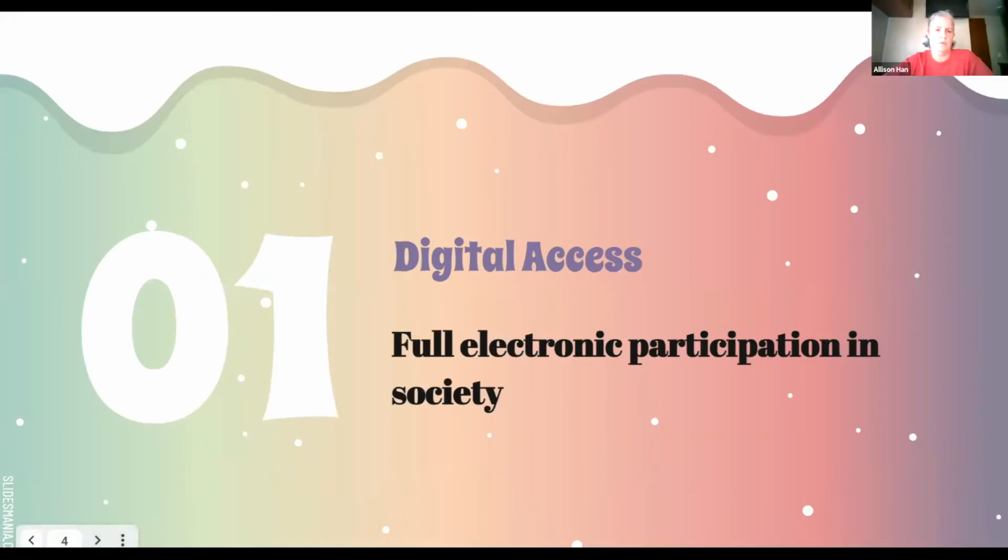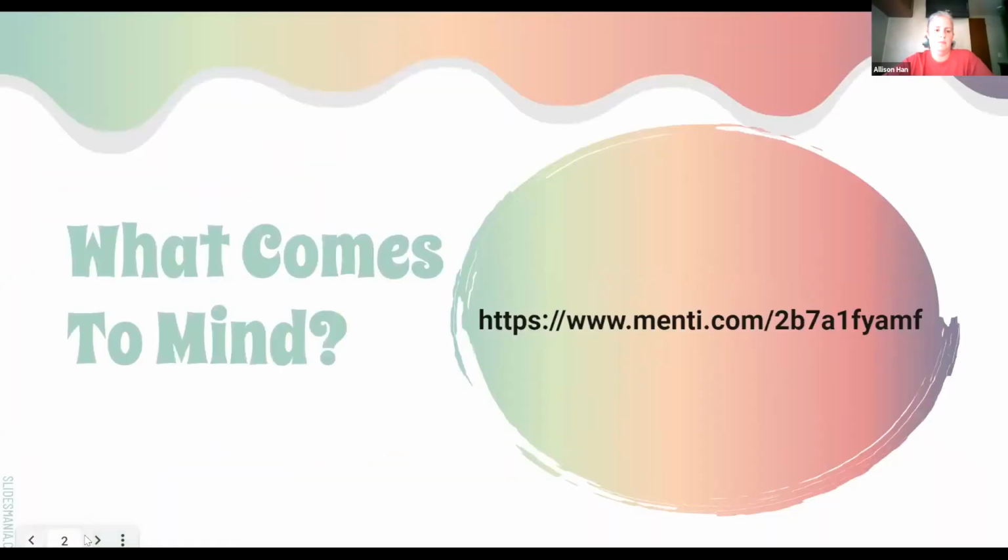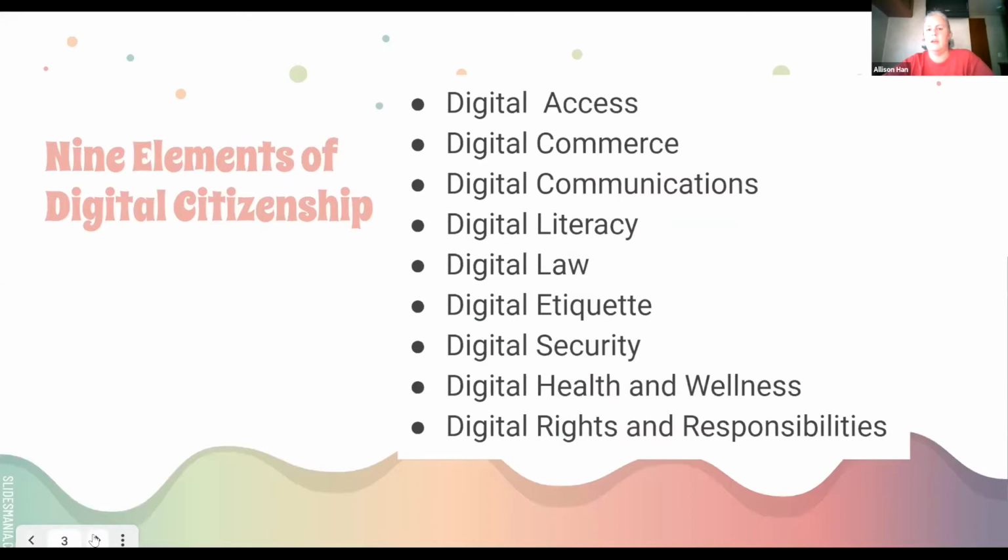Let me back up one. Sorry, guys. Okay, so there's nine elements. Again, digital, they all start with digital. So you've got access, commerce, communications, literacy, law, etiquette, security, health and wellness, and then your rights and responsibilities.